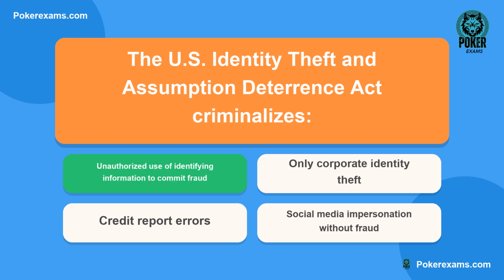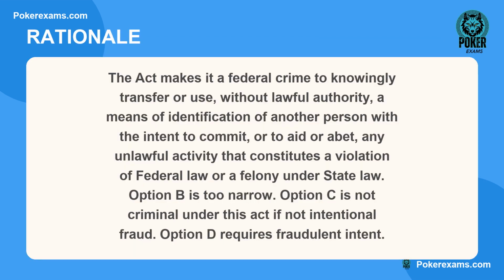The correct answer is A. Here is why. The Act makes it a federal crime to knowingly transfer or use, without lawful authority, a means of identification of another person with the intent to commit or to aid or abet any unlawful activity that constitutes a violation of federal law or a felony under state law. Option B is too narrow. Option C is not criminal under this act if not intentional fraud. Option D requires fraudulent intent.